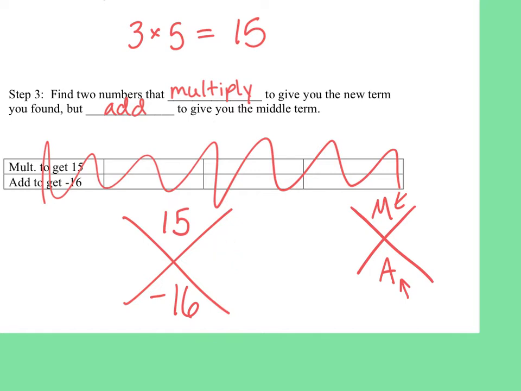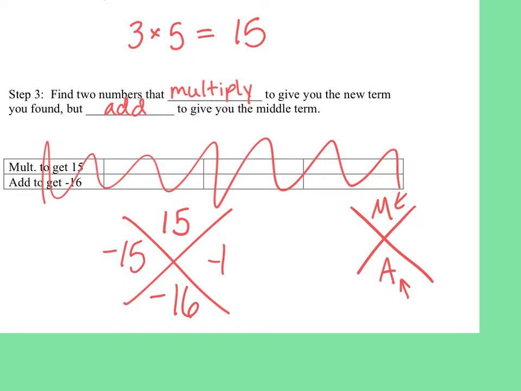Erase and try again. What are some other multiples or factors of 15? What about 1 and 15? 1 times 15 is 15. Is 15 plus 1 equal negative 16? No. But if I make them both negative, good job. Yeah, Trevor got it. Negative 1 times negative 15 is 15, and add them to get negative 16.